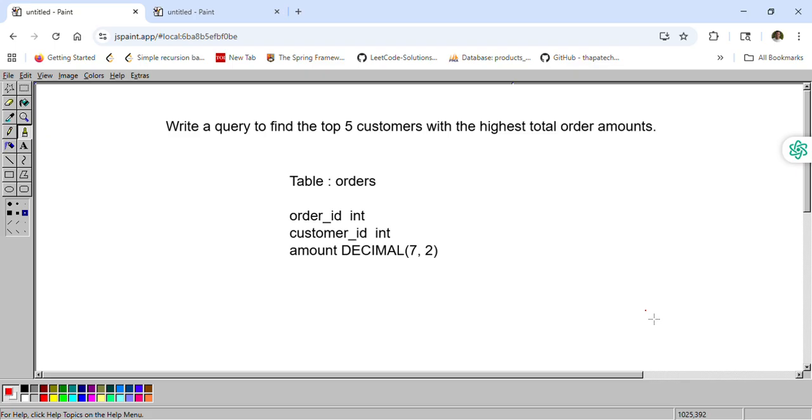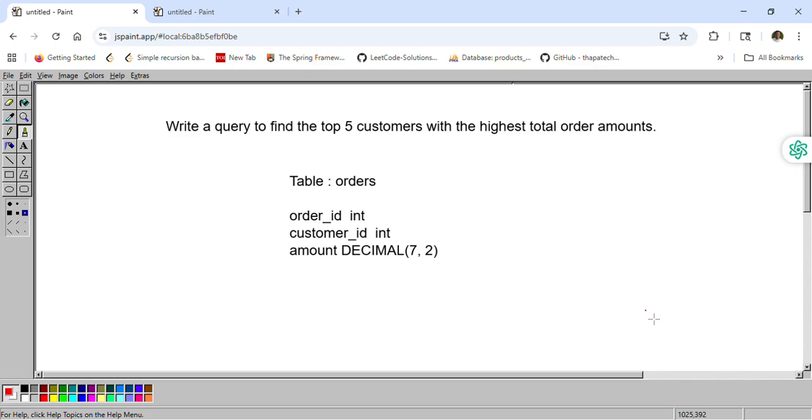Today we are going to solve a very frequently asked SQL coding problem. This problem is asked for junior level and mid level positions many times in interviews. So I wanted to show you how to solve this kind of SQL question. The question says: write a query to find the top 5 customers with the highest total order amounts.